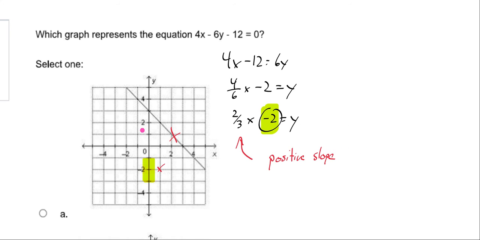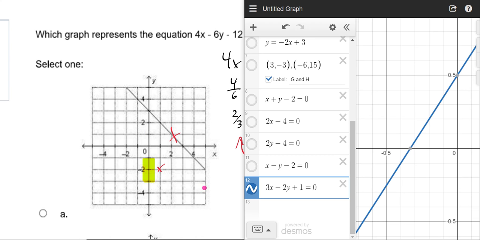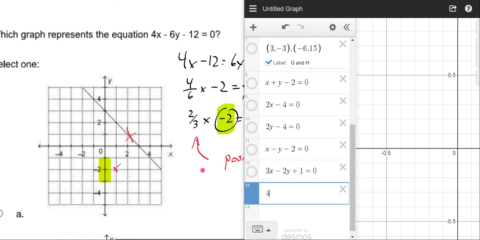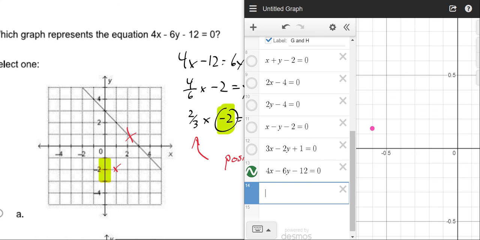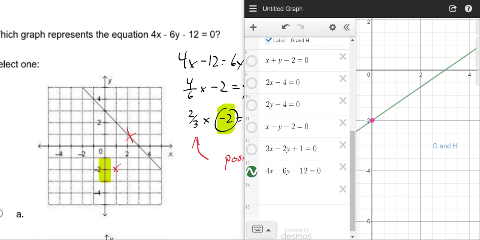Next, which graph represents the equation 4x minus 6y minus 12 is 0? We can take a look at the properties of the graph, or we can just graph it. So if we're graphing 4x minus 6y minus 12 equals 0, that graph is down here. It crosses the y-axis at -2. It crosses the x-axis at 3. It is a positive slope.